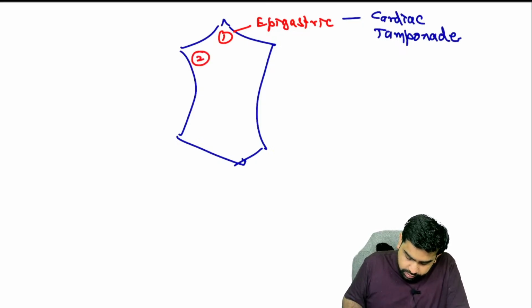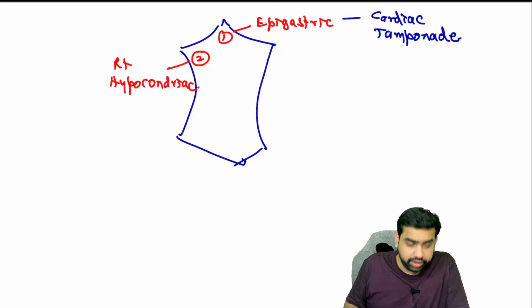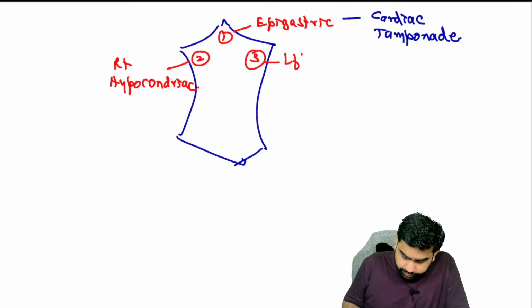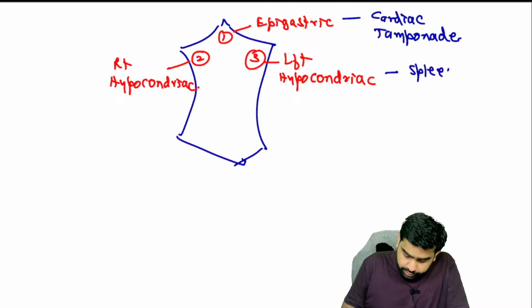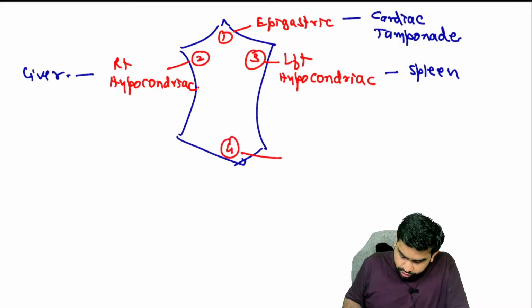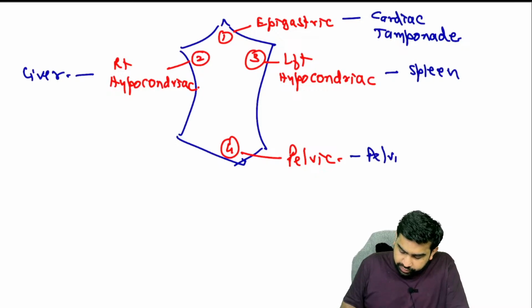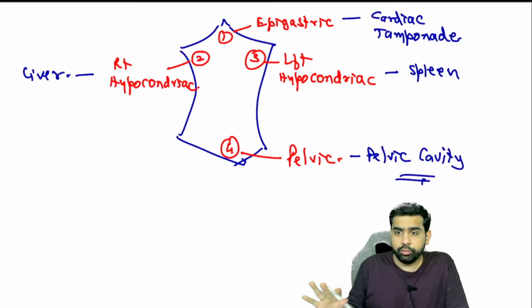When you keep the probe at the right hypochondriac region, you're basically trying to look for fluid around the liver. When you keep the probe in the left hypochondriac region, you're basically trying to look for fluid around the spleen. And when you keep the probe in the pelvic region, you are basically trying to look for fluid in the pelvic cavity. You understand my point? So these are the 4 places where you keep your probe in the FAST.